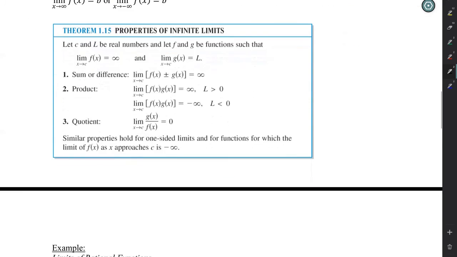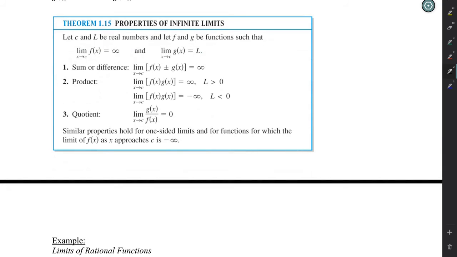We have some properties of infinite limits that you may want to look over. If one limit is infinity and the other is a number, if we add them together, the limit is going to be infinity. If we multiply them and the limit with the actual number is positive, then the product is going to be infinity. If we're multiplying and the number is negative, then the limit is going to be negative infinity. And if g of x is a number over infinity, that equals 0.